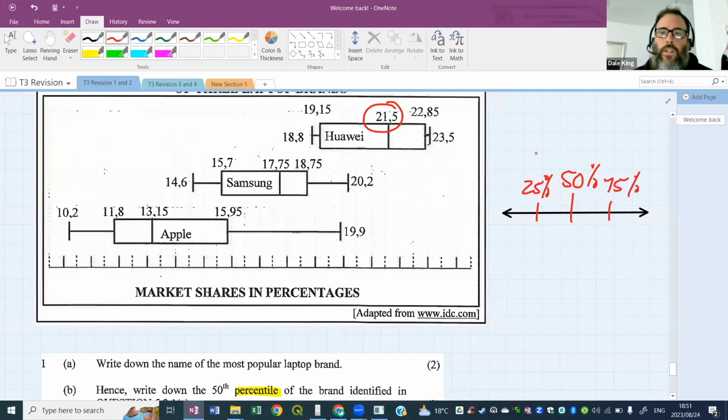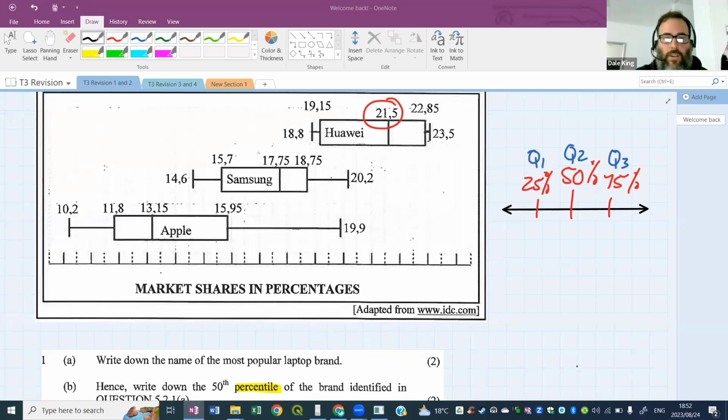All right. So there is a line I've drawn. A quarter of the data sits at Q1. 50% or half of the data sits at Q2, which is the median, and 3/4 of the data sits at Q3, which is the upper quartile. So they say, what is the 50th percentile? Where's halfway for the most popular brand, which is Huawei? It's 21,5. That's the 50th percentile. Half of the data will lie below that, and the other half will lie above that. Very good, Bianca.